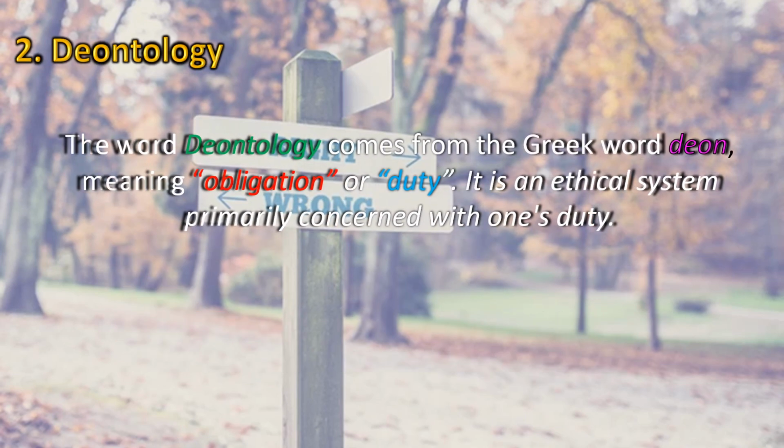Number 2, let's talk about deontology. The word deontology comes from the Greek word deon, meaning obligation or duty. It is an ethical system primarily concerned with one's duty. The notion of duty is important to law enforcement officers who are bound by the law to perform their duty. Ang duty na tinutukoy dito is something that is required to be executed, regardless of whether the police officer wants it or not. They are obliged to do it.